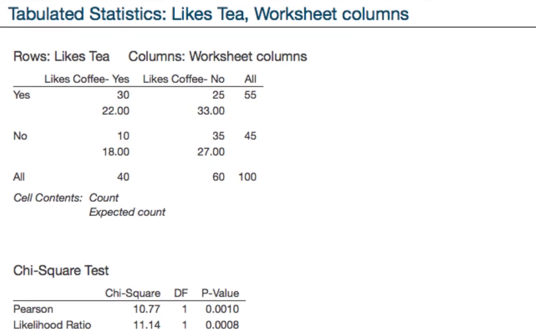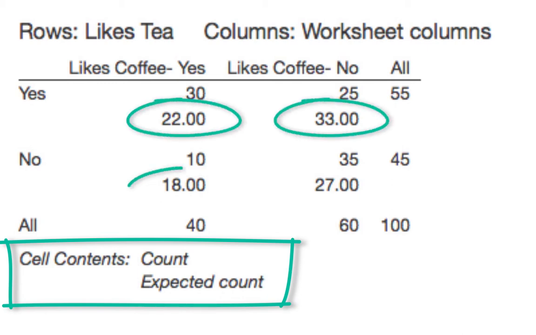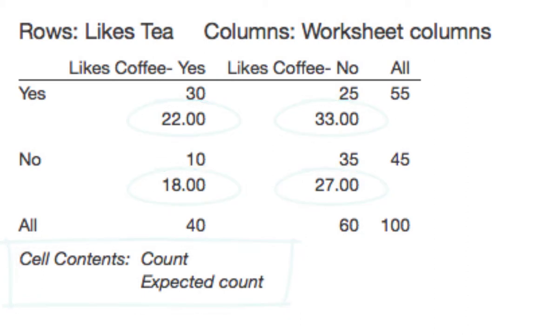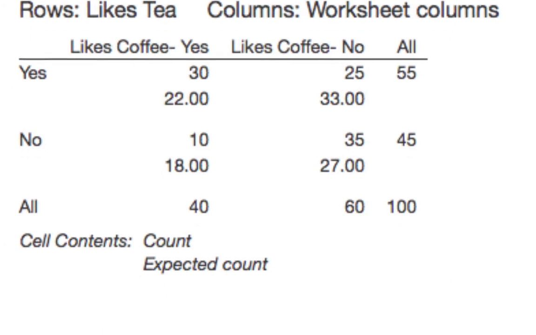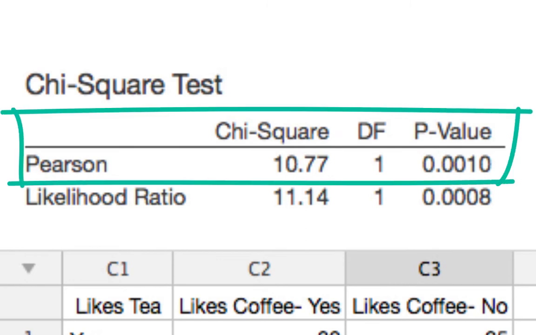In the first table, we get our observed counts and our expected counts. Our expected counts were 22, 33, 18, and 27. These are all at least 5, so this assumption has been met. Now we go to the second table, the chi-square test table. Because our assumption was met, we're going to be using the Pearson chi-square test statistic and the p-value associated with it. So we'll be using the first row here.